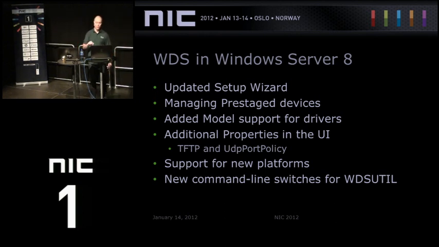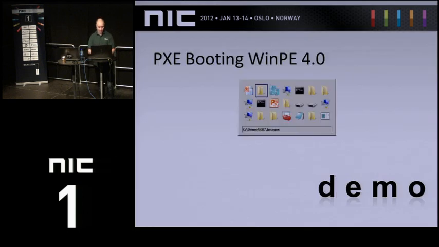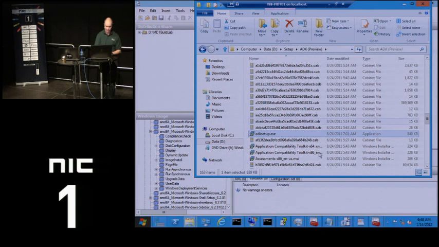Properties that you previously only found in the registry are now being added in the UI, and I will show you that in a minute. Microsoft is also adding support for all the new platforms being available for Windows 8. The new UEFI support and the new ARM platforms. And you will also see a bunch of new command line switches for WDSUTIL if you still want to use that utility. So let me jump to a server where I have Windows Deployment Services added.